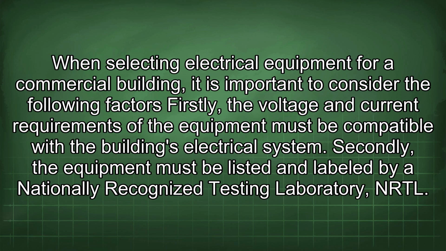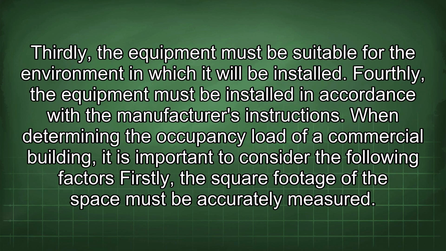When selecting electrical equipment for a commercial building, it is important to consider the following factors. Firstly, the voltage and current requirements of the equipment must be compatible with the building's electrical system. Secondly, the equipment must be listed and labeled by a nationally recognized testing laboratory (NRTL). Thirdly, the equipment must be suitable for the environment in which it will be installed. Fourthly, the equipment must be installed in accordance with the manufacturer's instructions.